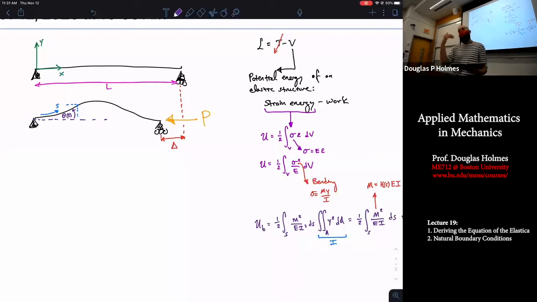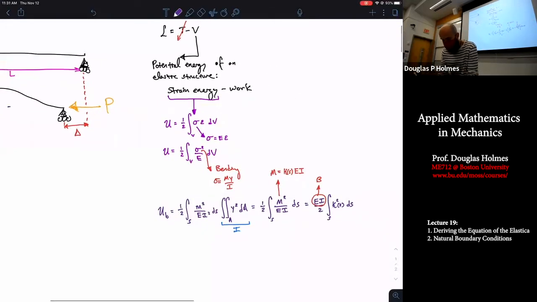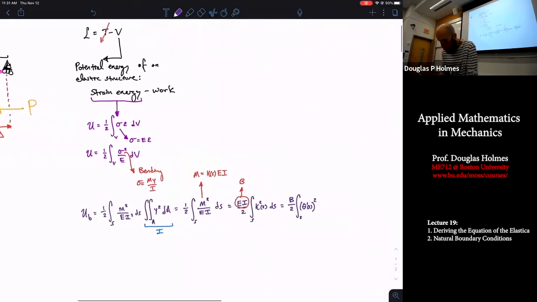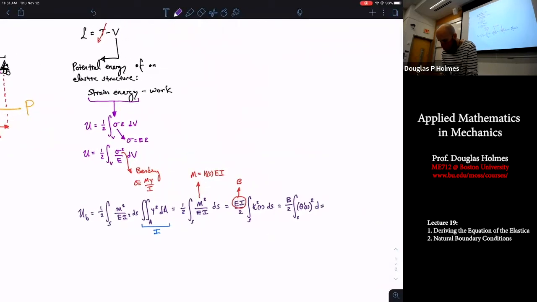And so if we say that the curvature is equivalent to the change in the slope, then we can take this equation here and write it as B over 2 times the integral of theta prime of S squared ds. And this we're going to need.